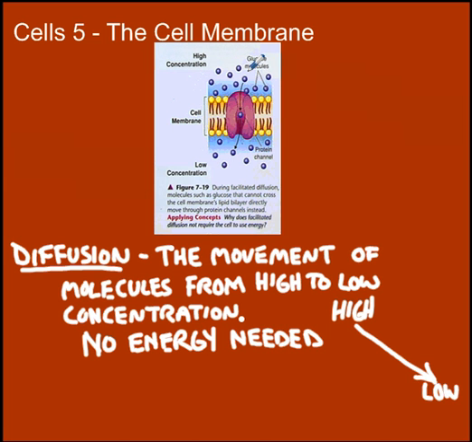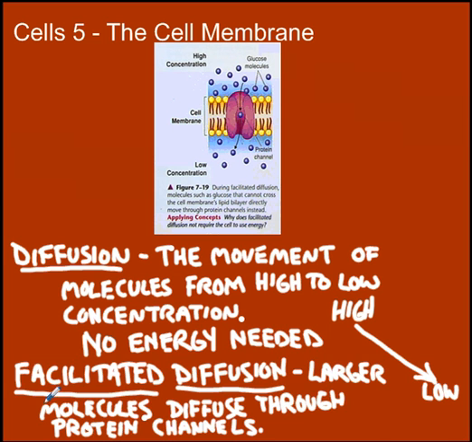The molecules are still going to diffuse. They're going from high to low concentration. This does not require energy, but without this special channel, it would not happen. That's why this is called facilitated diffusion. To facilitate means to help or to make something happen more easily.